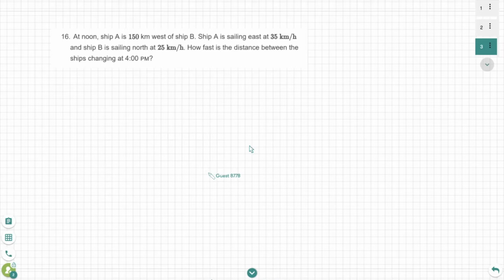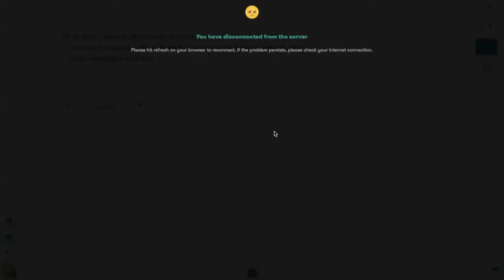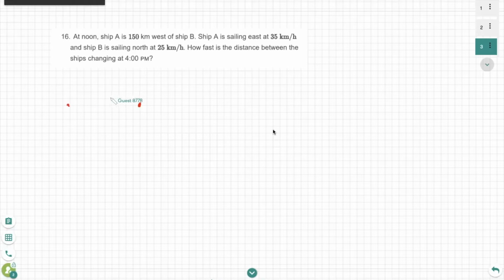So the way I understand this problem is that at noon, ship A is there, and ship B is here, and then they start sailing. Ship A starts sailing this way, and ship B starts sailing this way. Is that right?